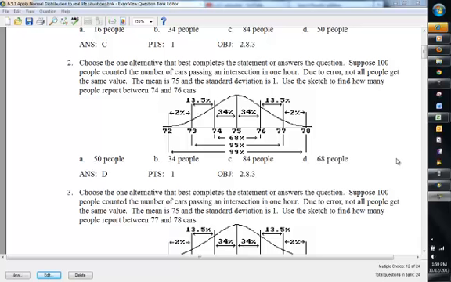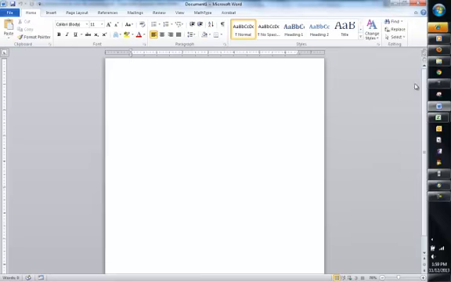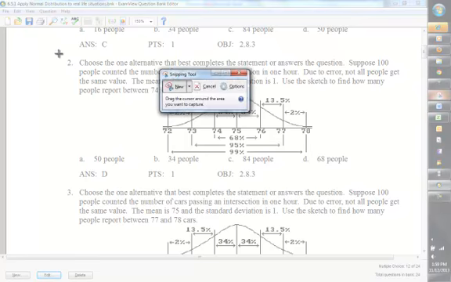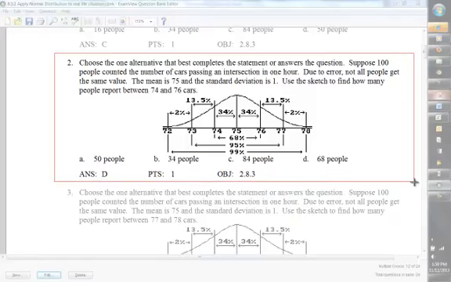To apply the normal curve to real-life situations, you need to understand how the normal curve works. Here's a picture that shows the normal curve, and if you notice, it gives the percents that are in each section. Let's look at an example from our book.